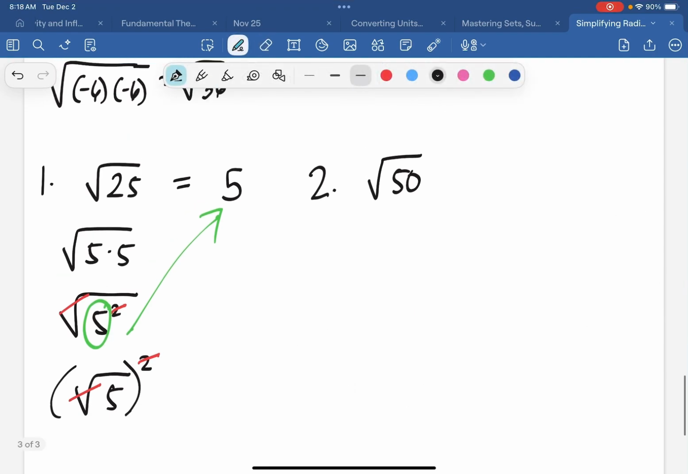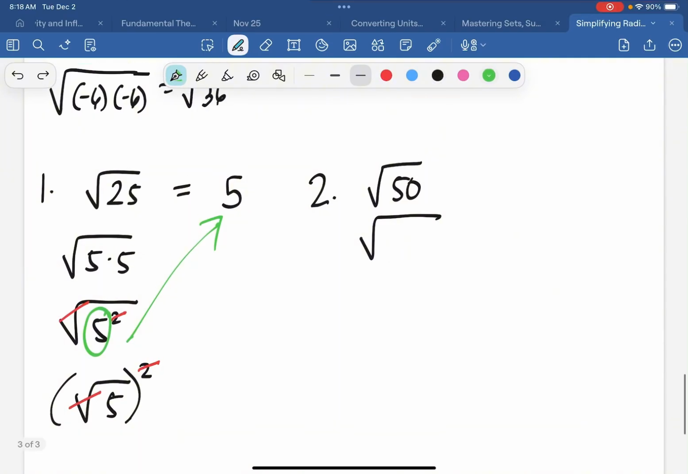Now based on this, we'll have 25, in a different color, 25 times 2. Again, 25 is a perfect square number, and 2 is not a perfect square. Again, we base it on square or perfect square because we're using square root.